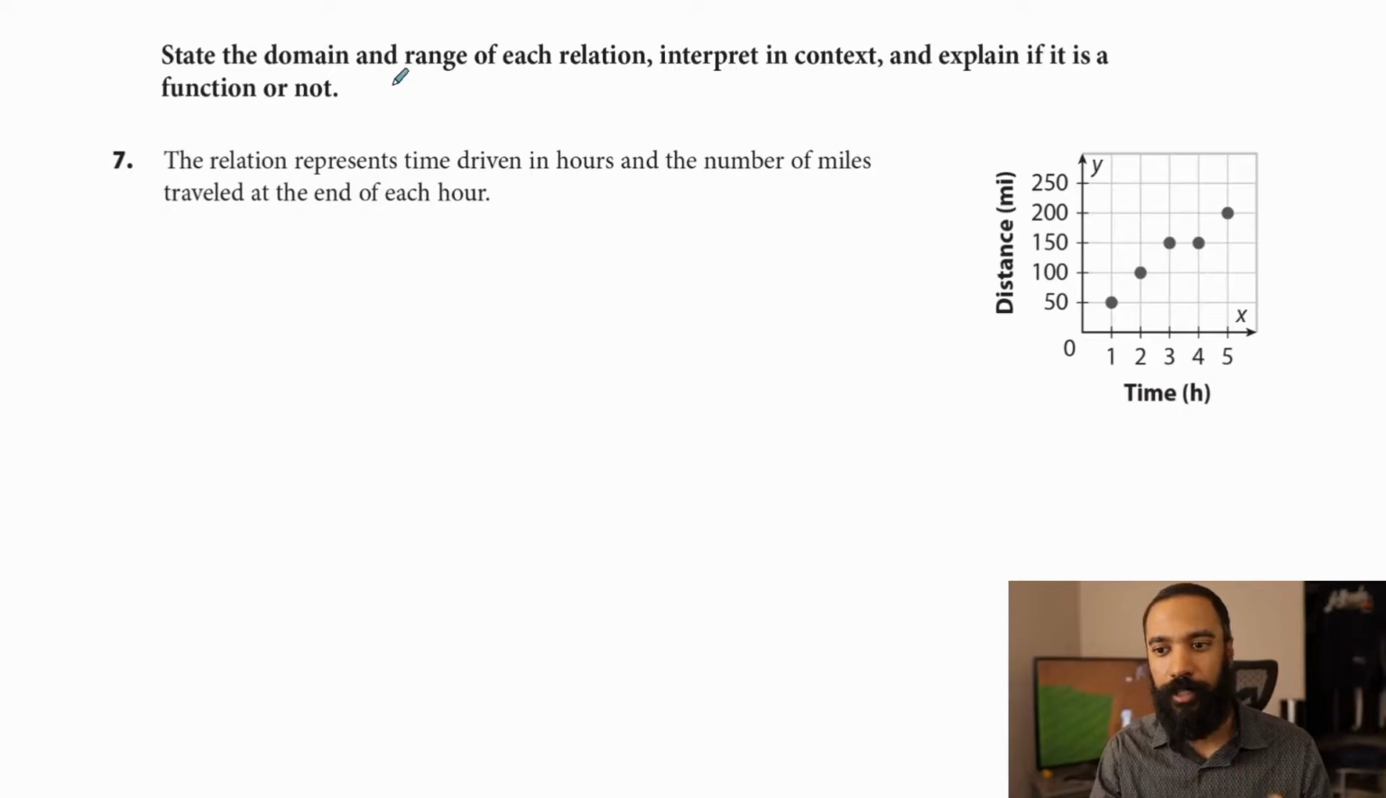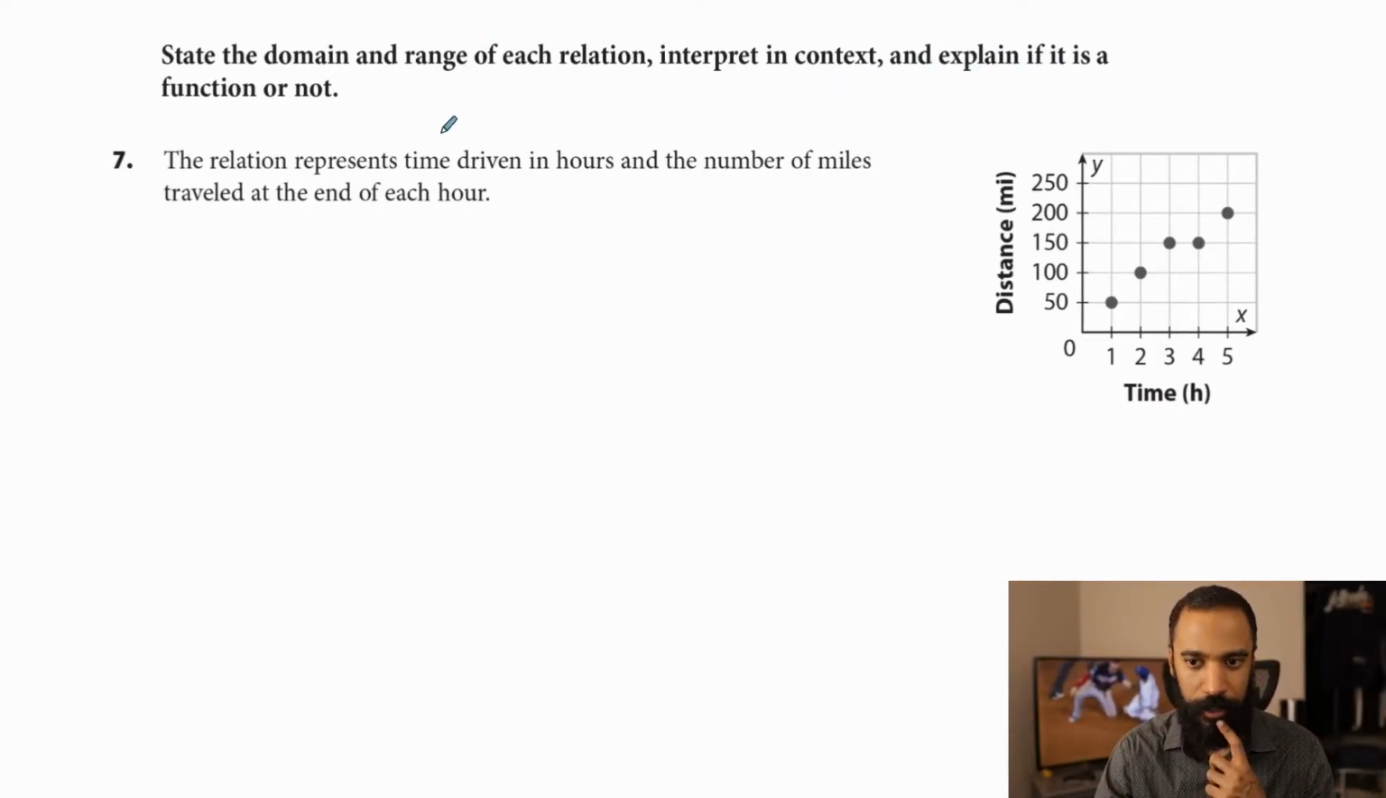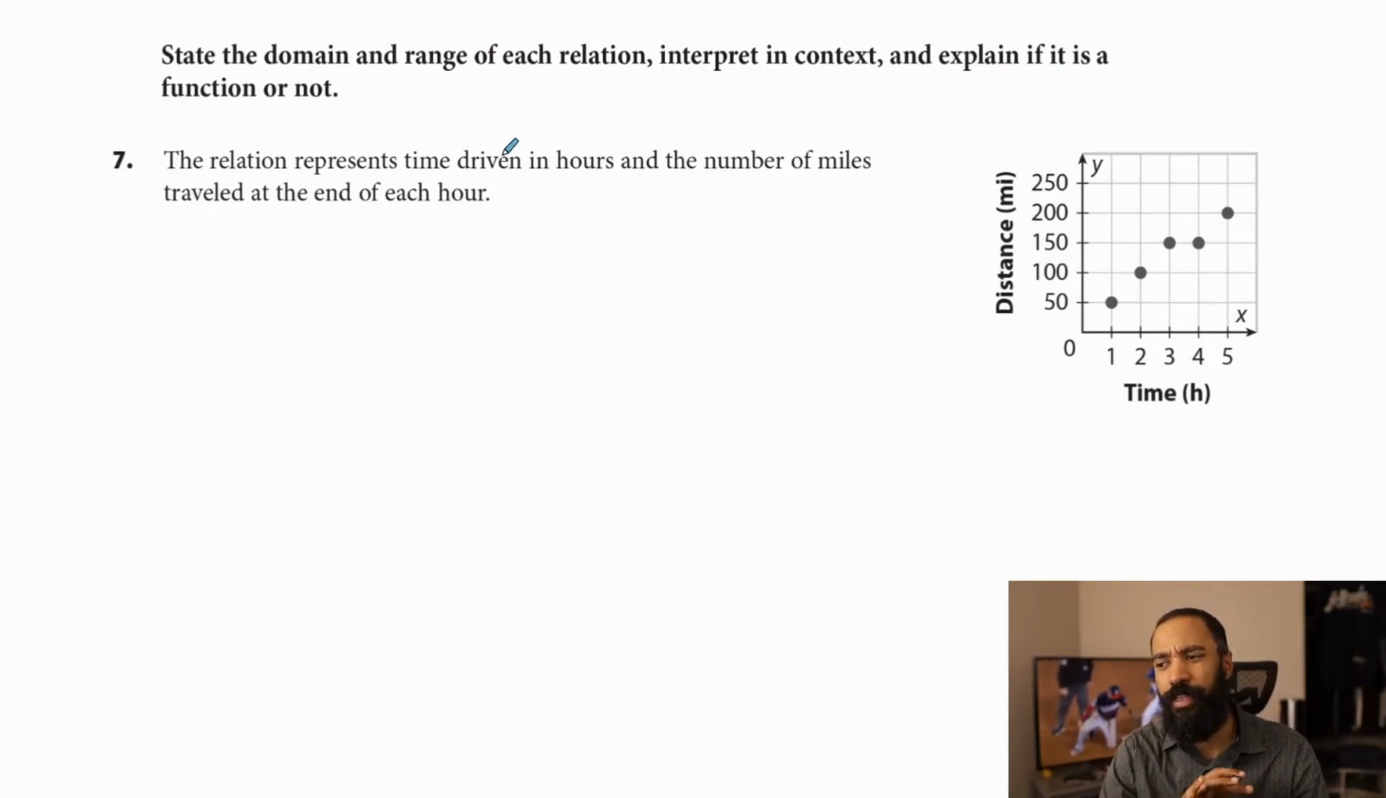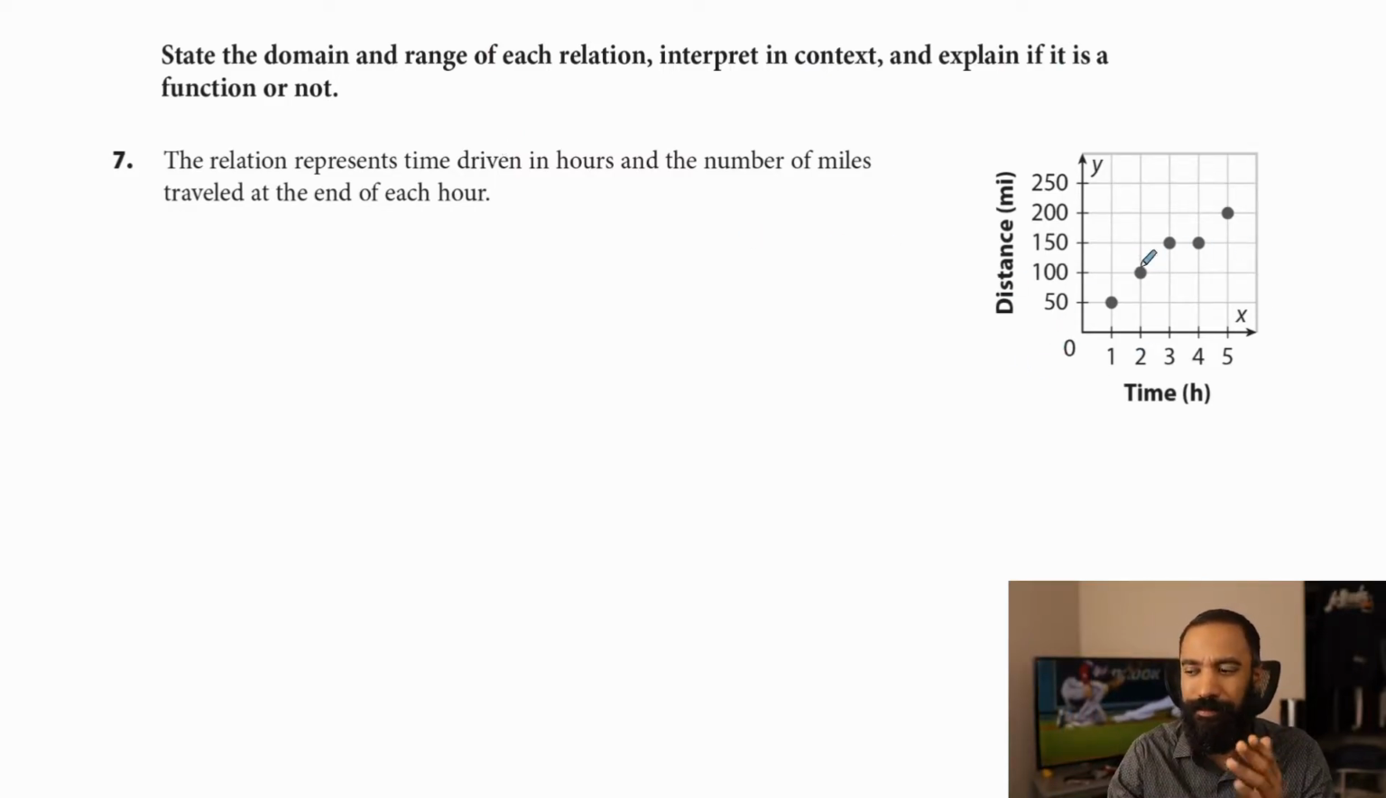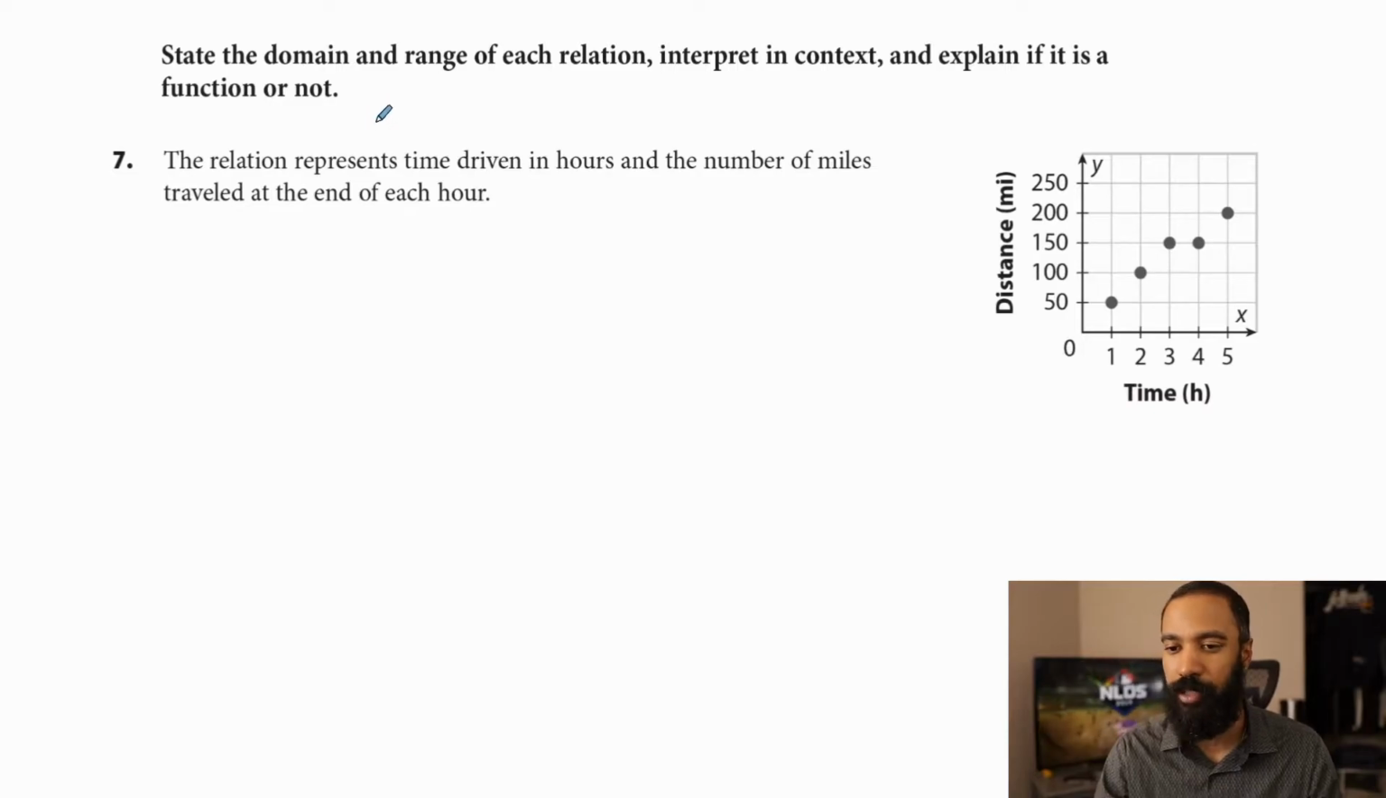This time we're going to have a graph, same kind of thing: state the domain and range, interpret in context, and explain if it is a function or not. I'm iffy on what specifically they might be asking when they say interpret in context, if it's domain and range or just the situation. I think I'm going to interpret the situation for you, if that's okay. Domain and range somewhat speak for themselves.